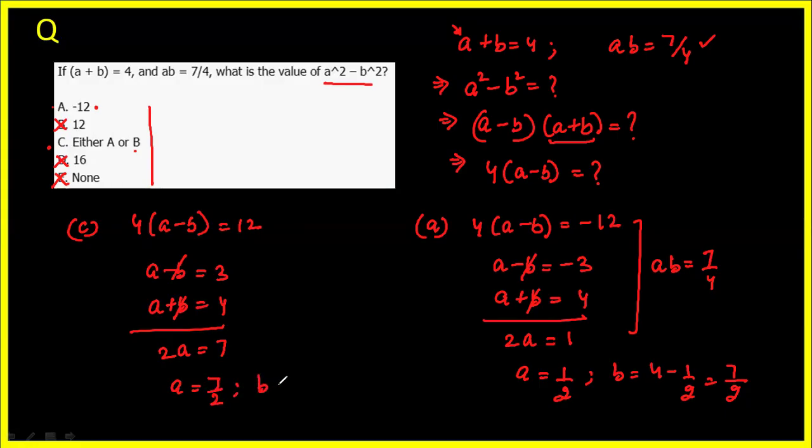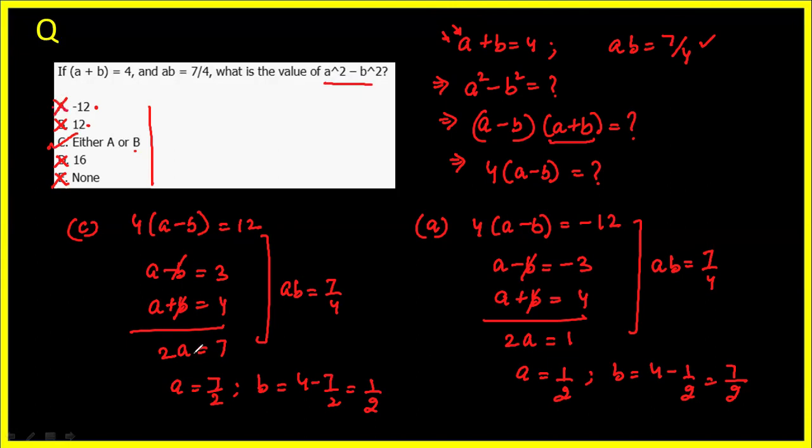Got this step. b is how much? If we substitute a as 7 by 2 here, b will be 4 minus 7 by 2. That is nothing else but 1 by 2. Now with these values of a and b, how much ab will be there? ab is 7 by 2 multiplied by 1 by 2, that is 7 by 4, which is equal to the given information. That means this value 12 also satisfies the given expression. That means this expression could be equal to minus 12. It could be equal to 12. That means option C would be the correct answer.